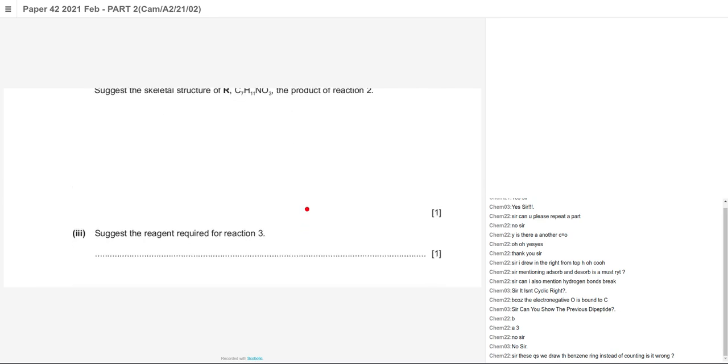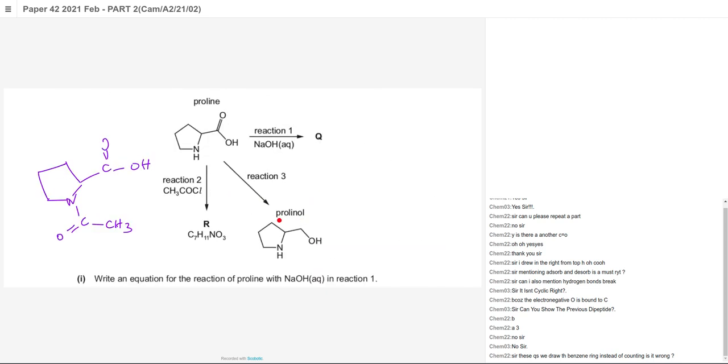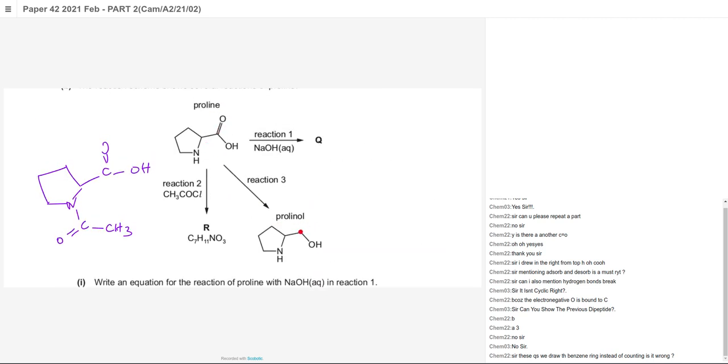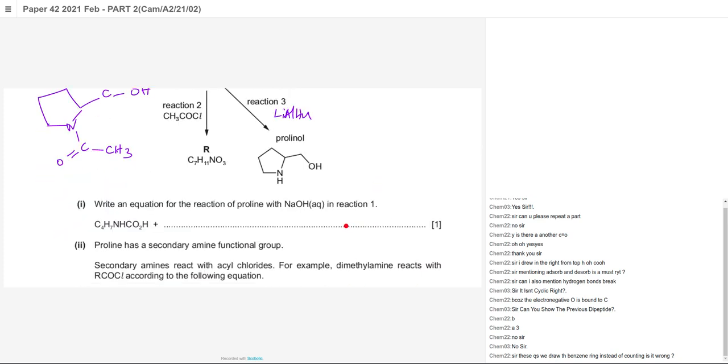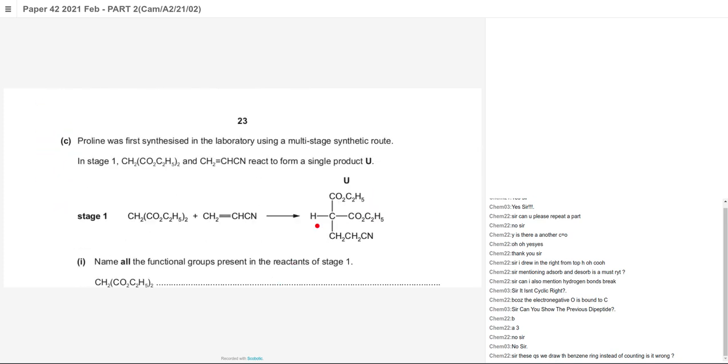Or just the reagent required for reaction 3. Reaction 3 reduces the carbonyl group to a CH2, that is lithium aluminium hydride in dry ether. Lithium tetrahydroaluminate, or lithium aluminium hydride, reduces any carbonyl group: aldehyde, ketone, carboxylic acids, esters, amides. But sodium borohydride can be used specifically only for reduction of aldehydes and ketones.